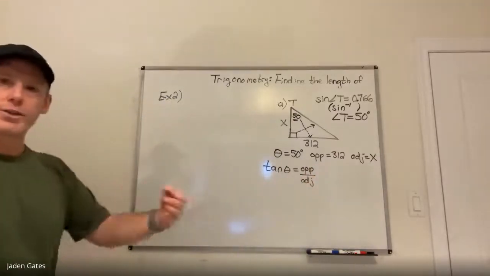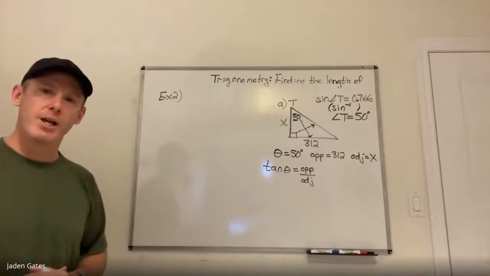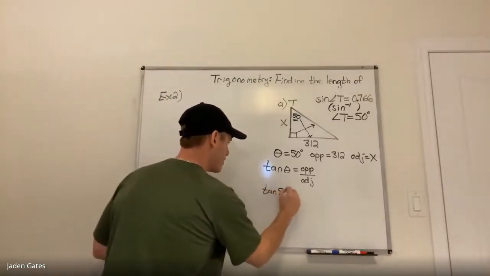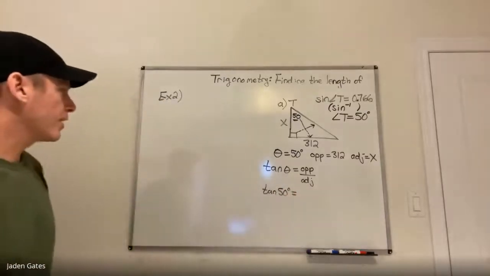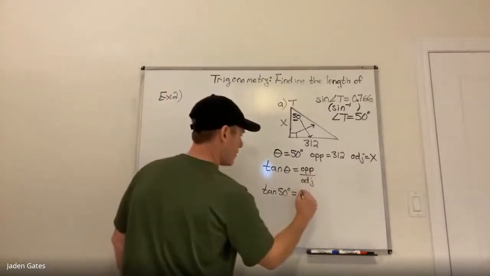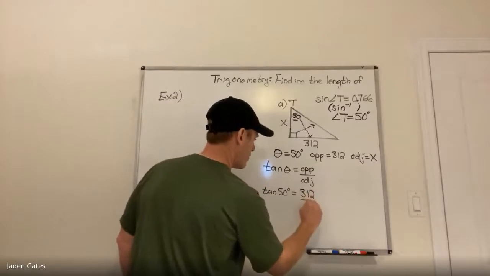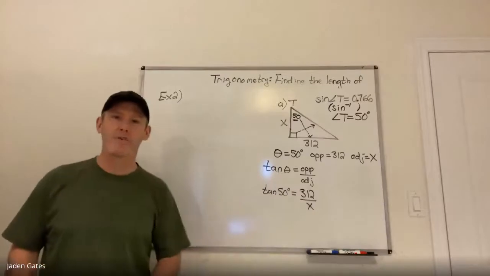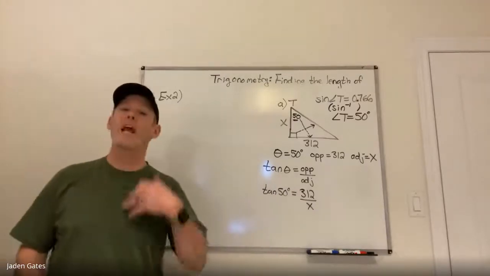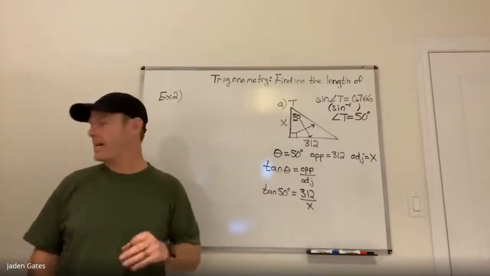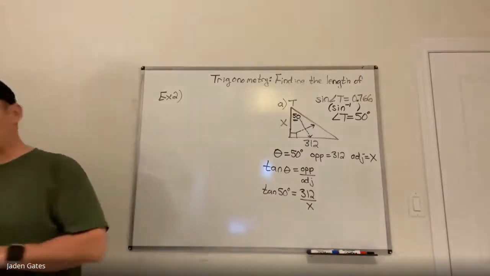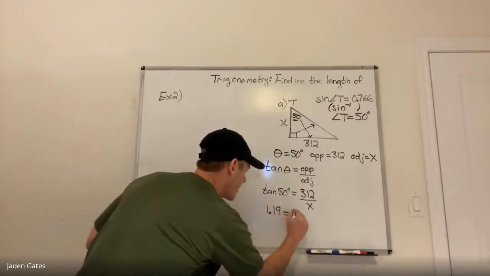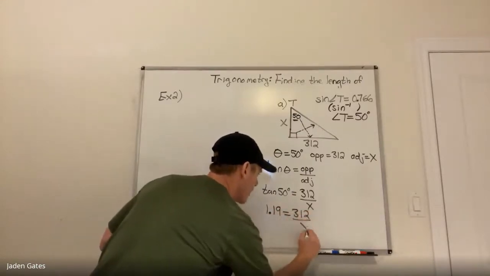All right, third step, substituting your information in and solving. So tan 50 degrees is equal to my opposite on the top, adjacent on the bottom. Again, I go to my calculator now. Tan 50 degrees, not tan inverse. We have the angle, so we're just normally hitting tan. I go tan 50 degrees, I get 1.19. And that equals our 312 divided by x.